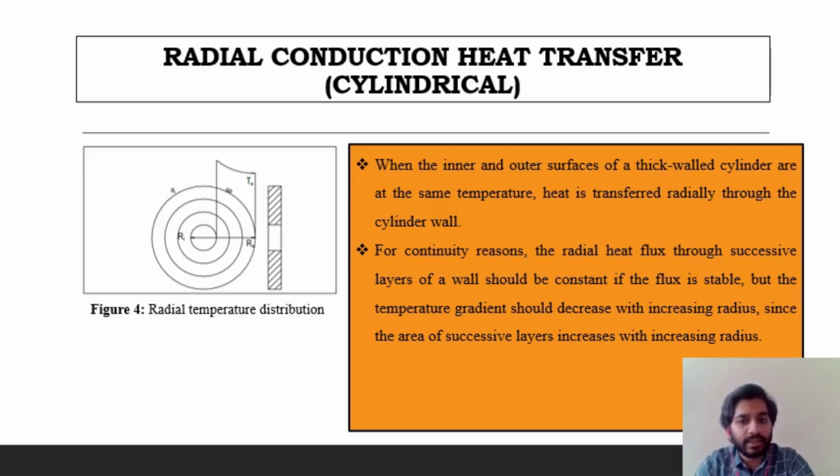For continuity reasons, the radial heat flux through successive layers of the wall would be constant if the flux is stable, but the temperature gradient would decrease with increasing radius, since the area of the successive layers increases with increasing radius.